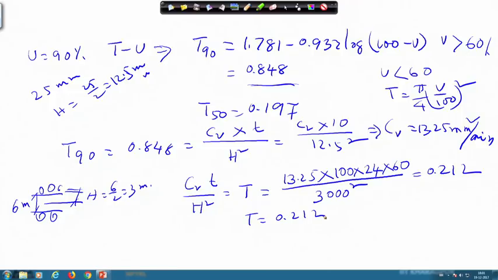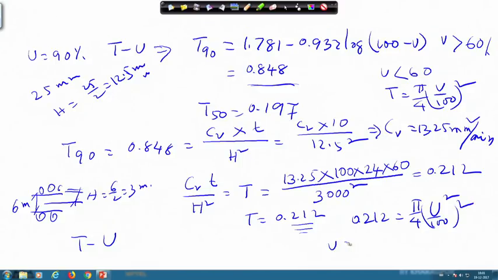0.212. Now, I can refer to the T versus U curve. From there, corresponding to T equal to 0.212, I can find out the U, or I can do a trial and error method. I can assume that U is between 0 to 60%, then I can use 0.212 equal to pi by 4 into (U by 100) square. If I do this way, this gives you U equal to 0.52 or 52%.